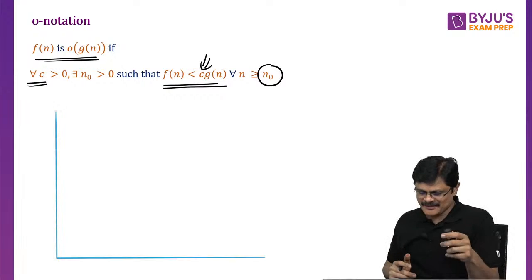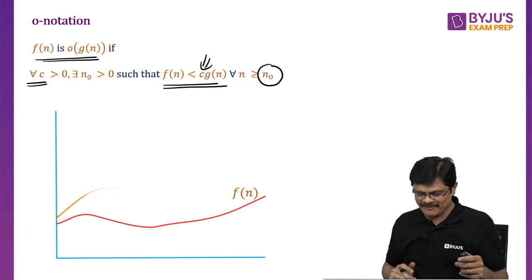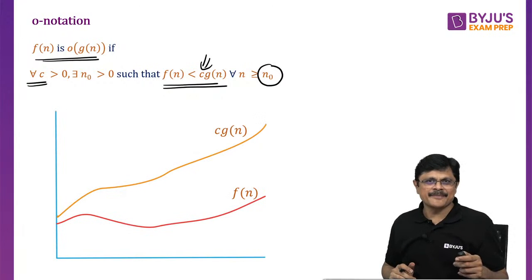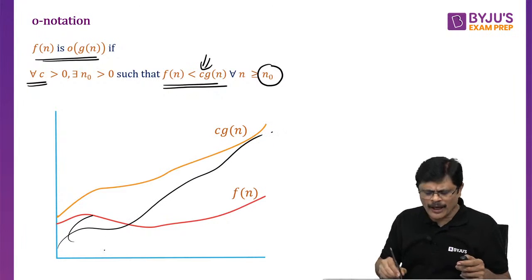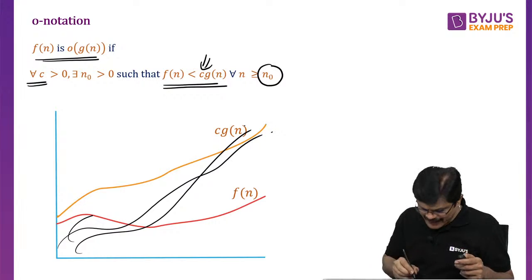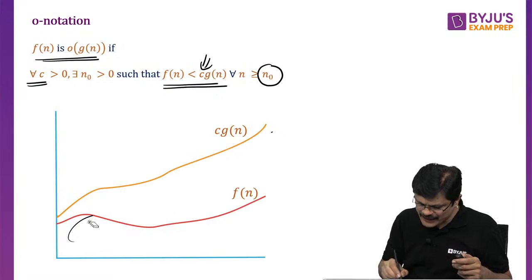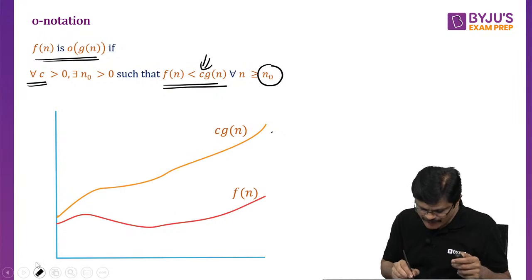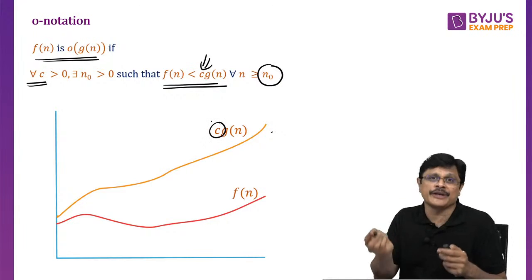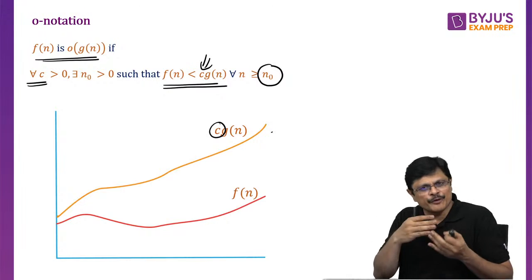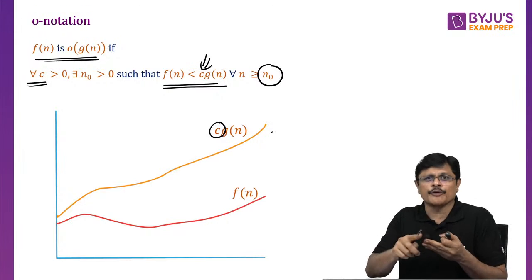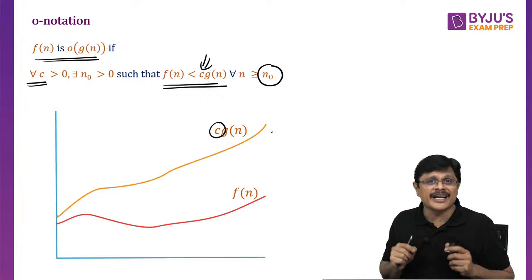So, you see this graph. Now, this is Fn. You take C times Gn. Of course, C times Gn may be like this also. But whatever C you take, for every C, it is not for a single C, for every C we have to prove it. So you have to prove for C equal to 0.1, 0.2, 0.3, or if you take only integer values 1, 2, 3, 4, for every C we have to find the corresponding N naught.